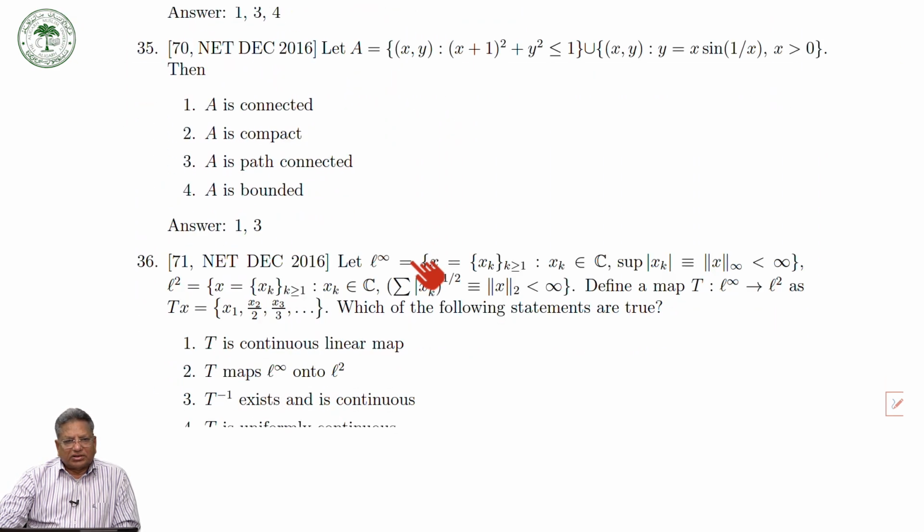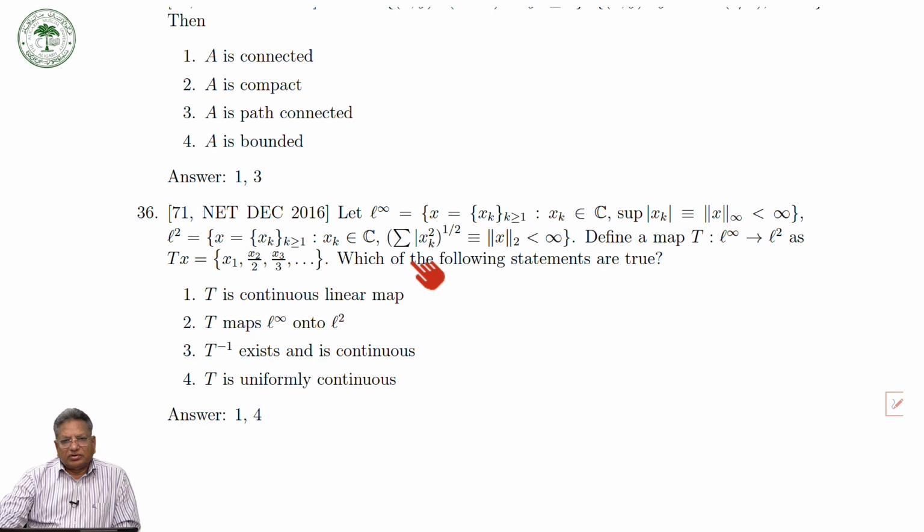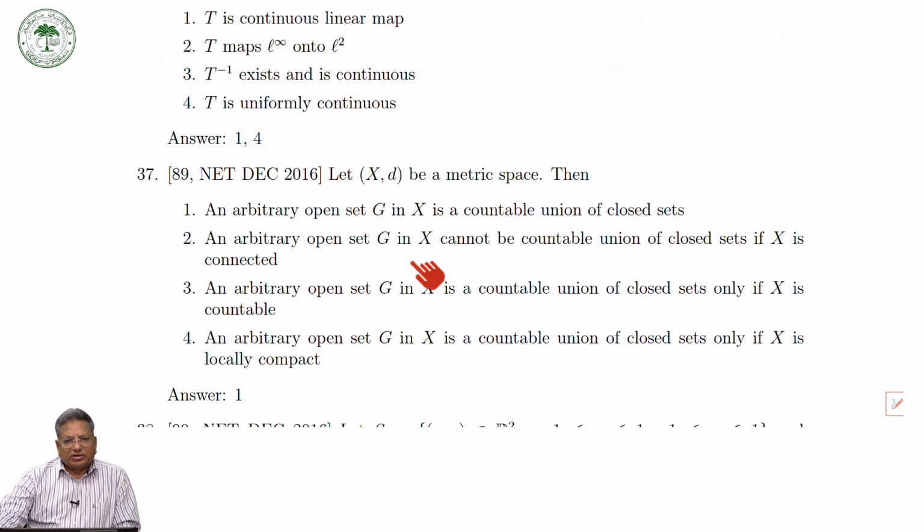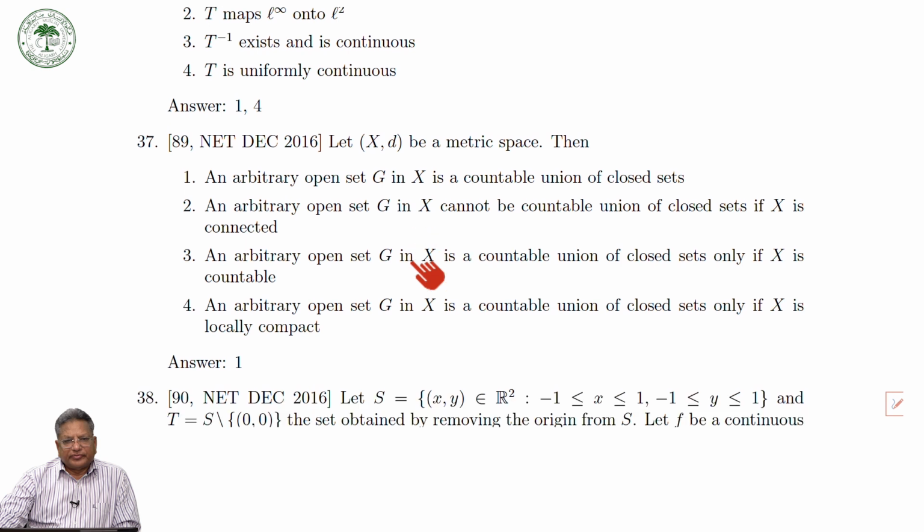So here is path connected. I will not consider this one. Okay, so let us take this. Here you can take X as a metric space. Then an arbitrary open set G is a countable union of closed sets. Yes, this we have proved. Any open set is a countable union of closed sets. This we have proved. So it is true.